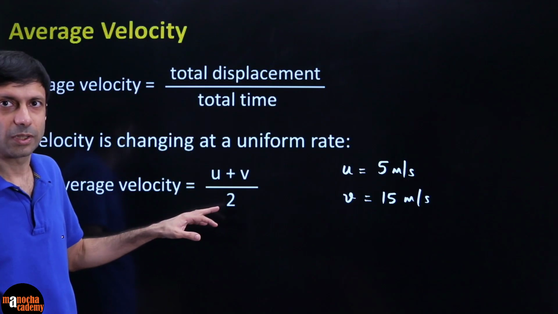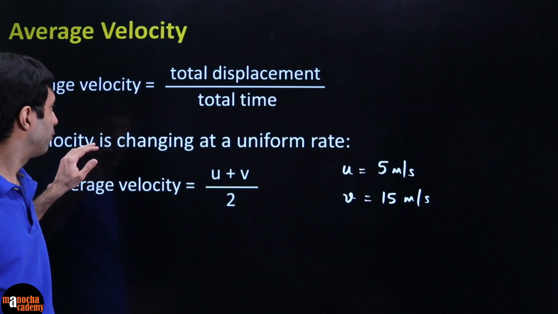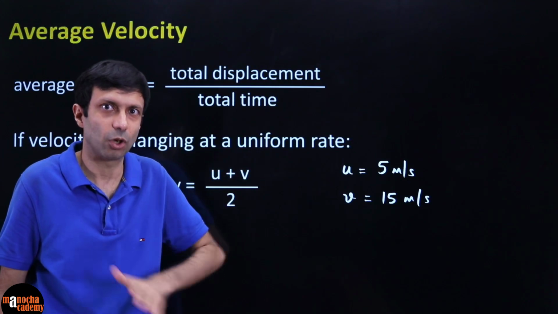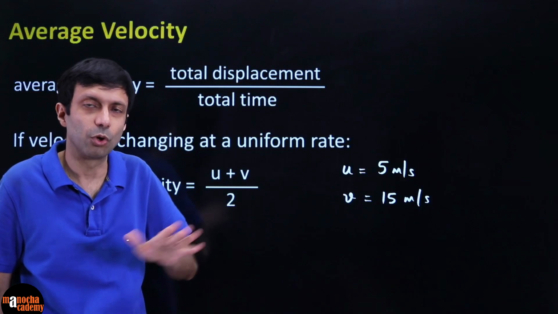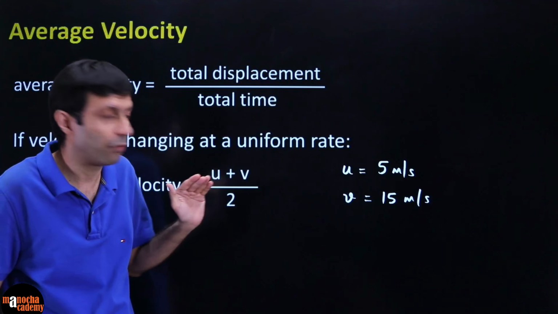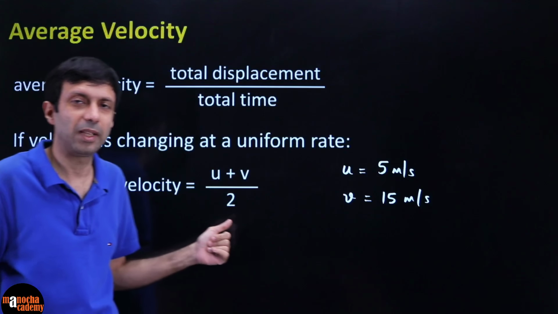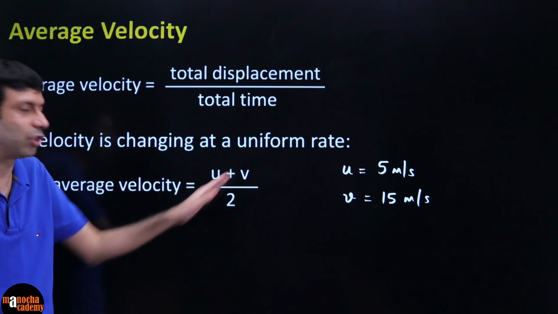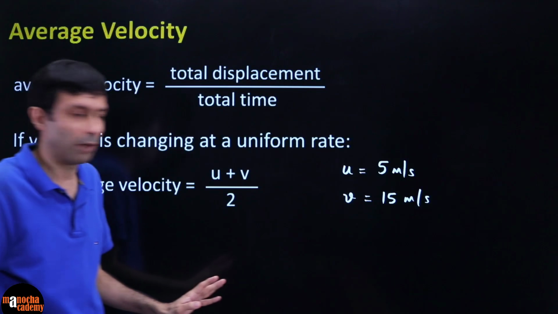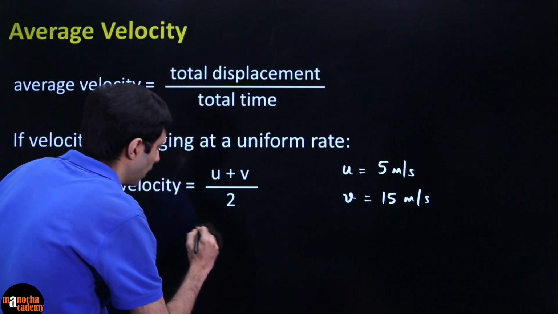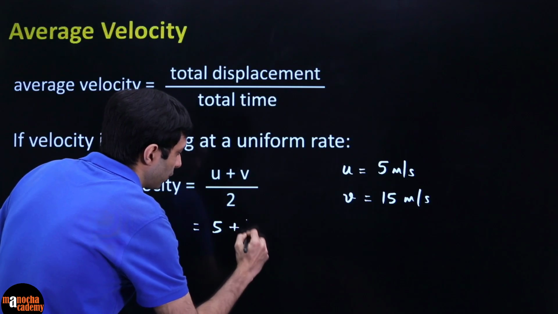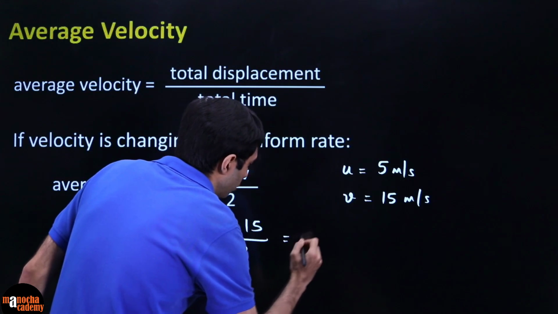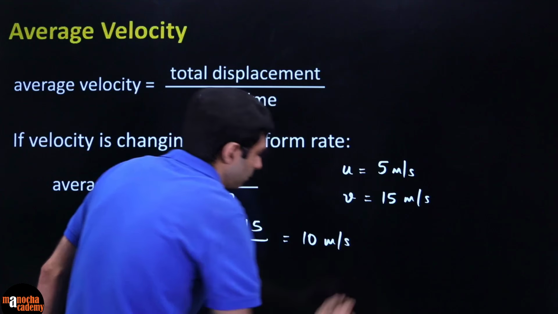So what is the average velocity in this case? If the velocity is changing at a uniform rate, so it is uniformly increasing, not slowly increasing and then suddenly increasing, what will be the average velocity? We can use this simple formula. Just take the average of the initial and the final velocity. You just substitute these values. It will be 5 plus 15 by 2. So 20 by 2, 10 meter per second.